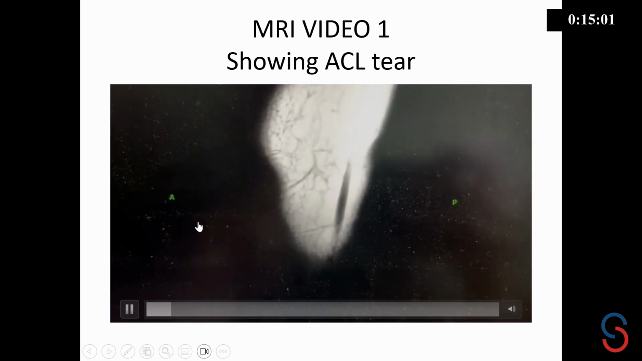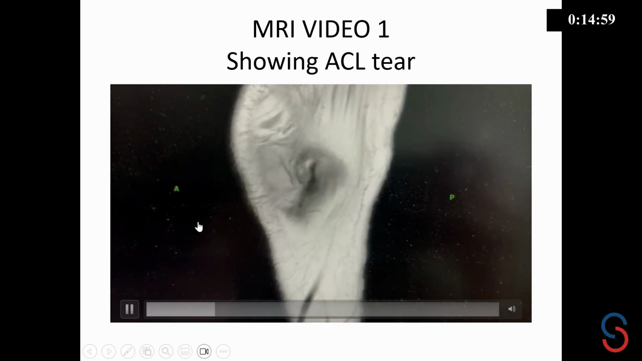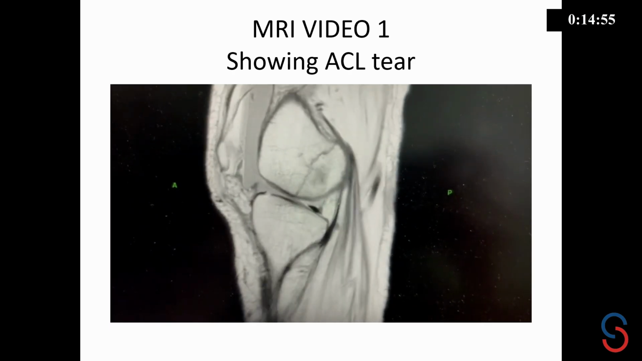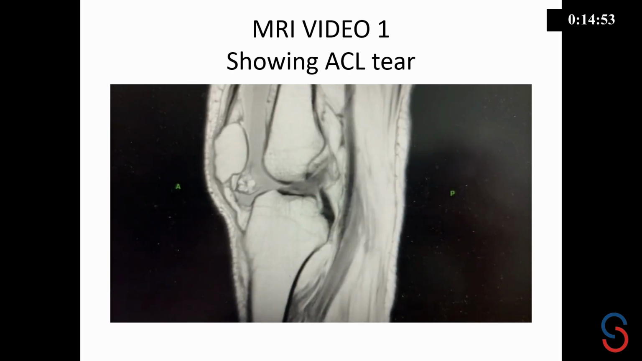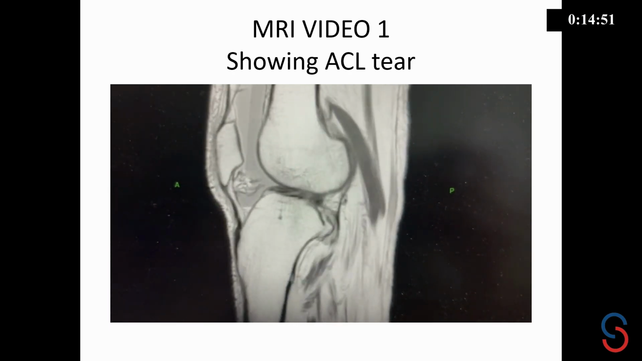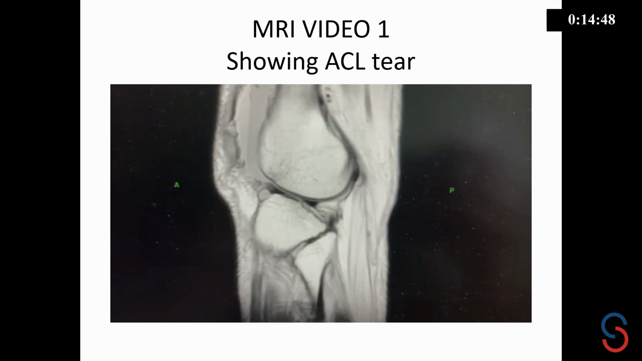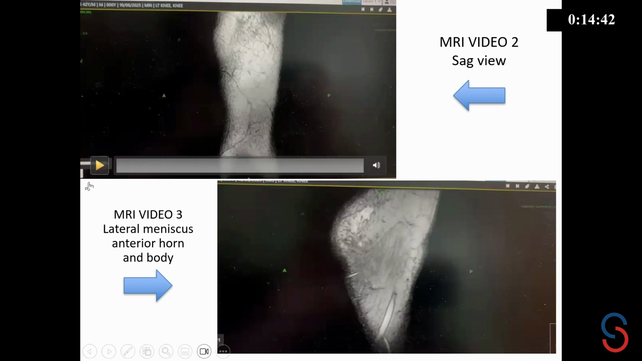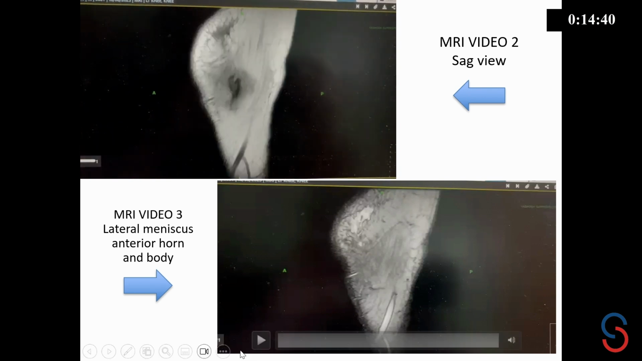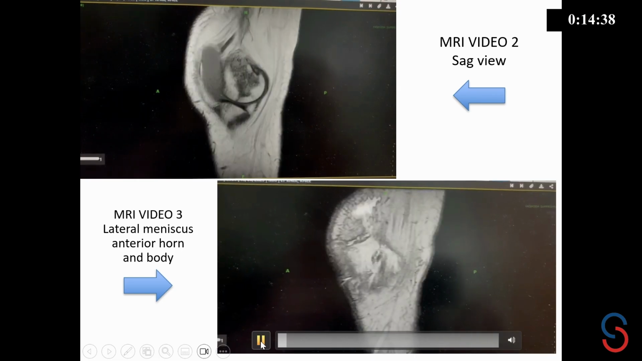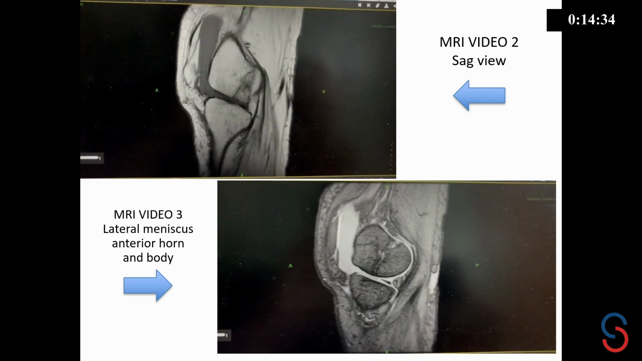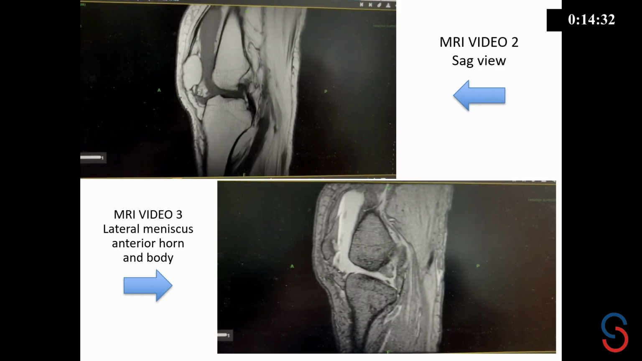Can you play this? This is the MRI. You can see the faint line, middle Hoffa's, and there is an ACL tear. Then the third video, can you play the third video? The next one. Yeah, this one. Here you can see the anterior horn of the lateral meniscus is also torn.